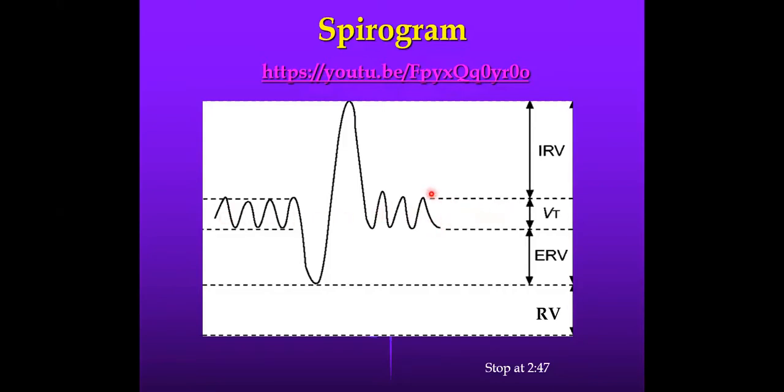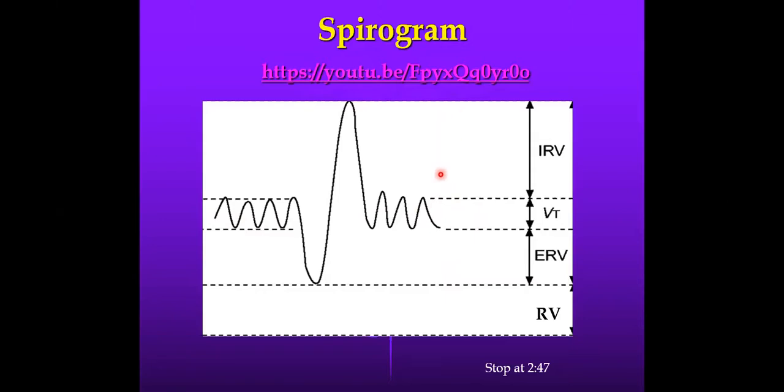Now, I asked you, after a quiet exhalation, this is a quiet out, the amount that I can continue to push out after a quiet exhalation would be my ERV. And then if I said the amount of air that I can continue to inhale after a quiet in, so quiet in, and I keep on going, then this amount is my IRV.